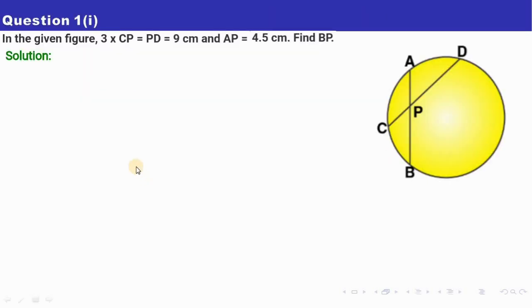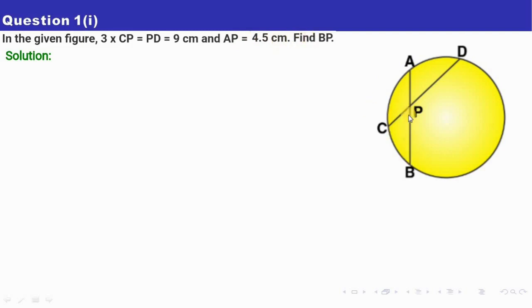Having understood the theorems, let us take a few sums from your exercise 18a. The first question is, in the given figure, 3 times CP is equal to PD. So I can say PD is 3 times CP. The length of PD is given to be 9 centimeters, and AP is given to be 4.5. You need to find BP.